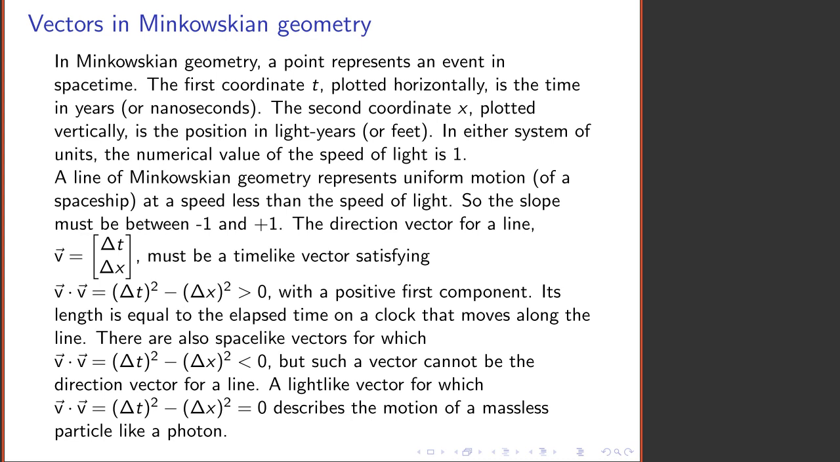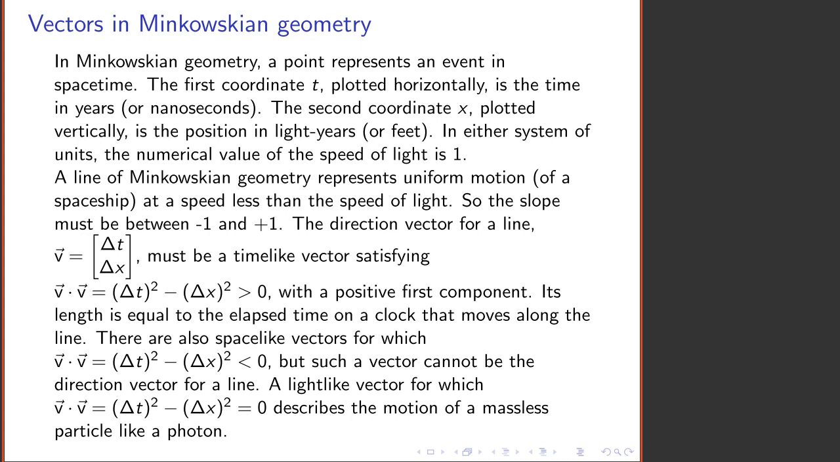A line of Minkowskian geometry represents uniform motion. If you're using years and light years, think of it as motion of some interstellar spaceship. If you're using feet and nanoseconds, think of it as being the track of a subatomic particle. Nothing can go faster than light, so the slope of one of these lines, if I plot it in a plane where I plot space coordinates vertically and time coordinates horizontally, has to be between -1 and 1.